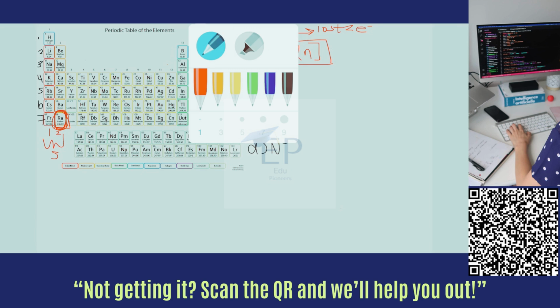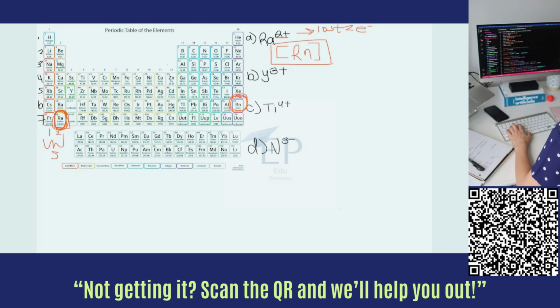So let's do the same thing for Y. Y is in the 5th row. It's a transition metal. The transition metals have d orbitals. And it's in the 1st column of the transition metal area. So let's look for the preceding noble gas, which is krypton. Let's write that in brackets, krypton. So now we look for the orbitals that krypton doesn't have, that Y does have. So first we write 5s.